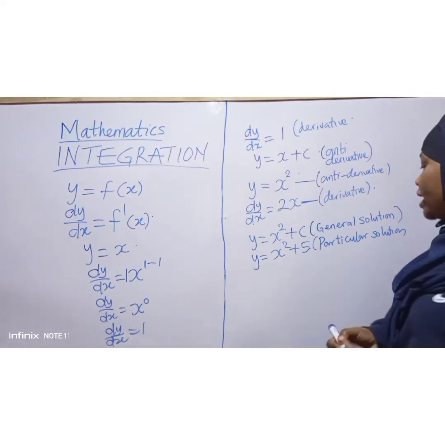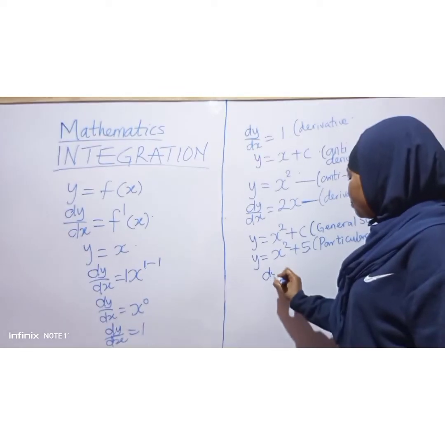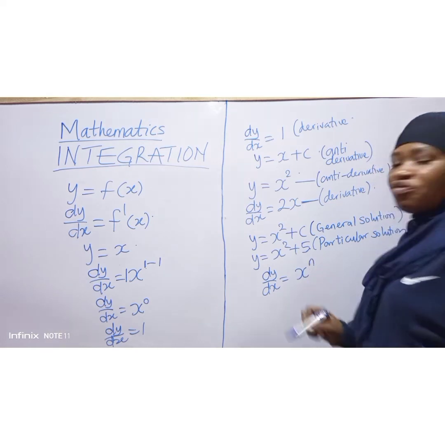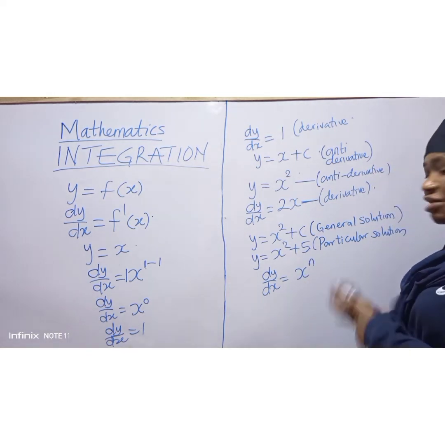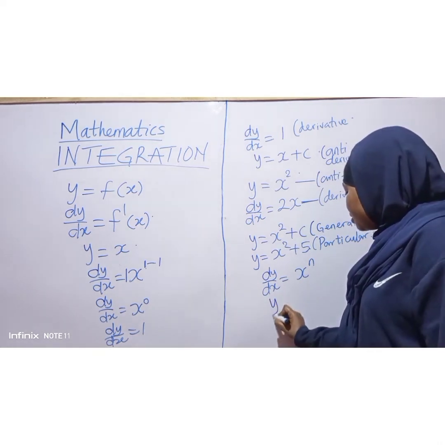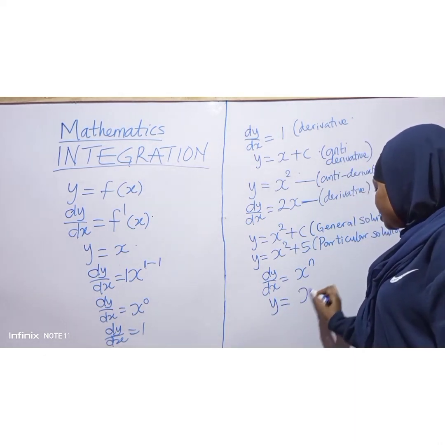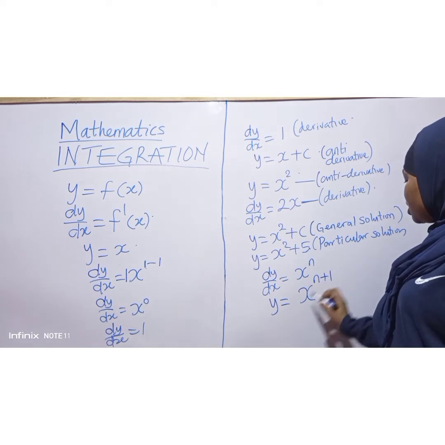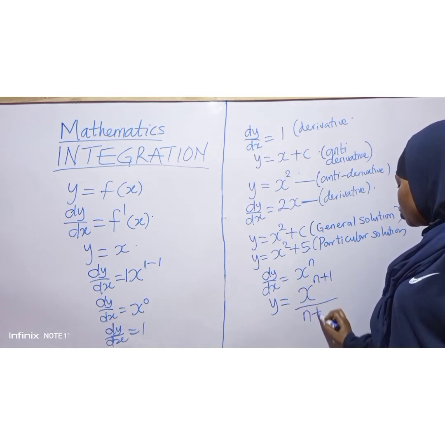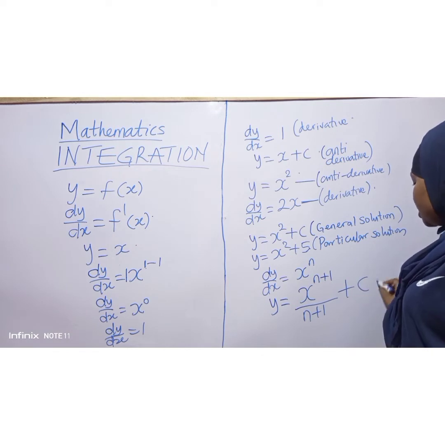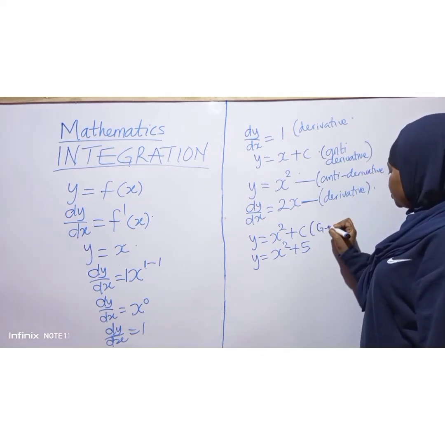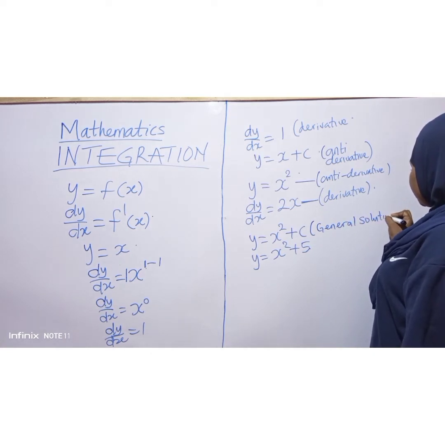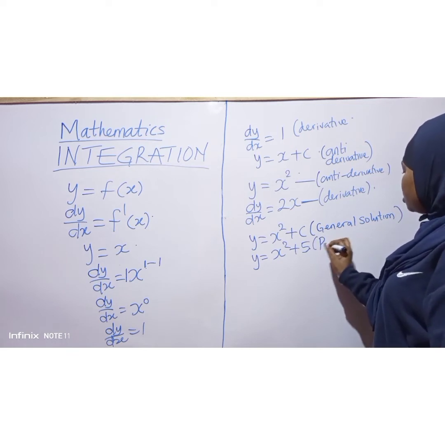So in a nutshell, I can say that if I have dy/dx equal to x raised to the power of n, then the antiderivative, I can have y equal to x raised to the power n plus 1, divided by n plus 1, then plus constant. This one is the general solution.